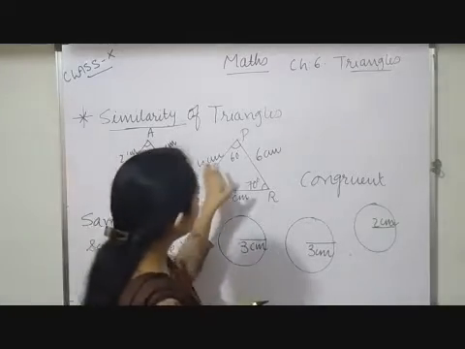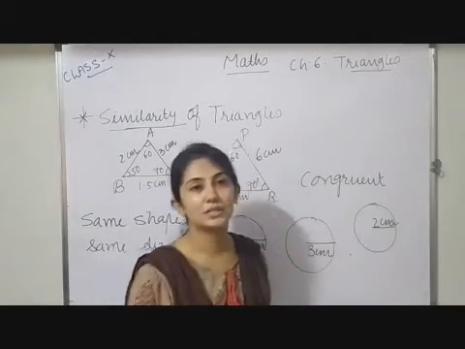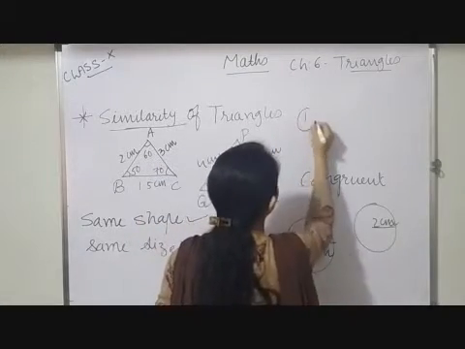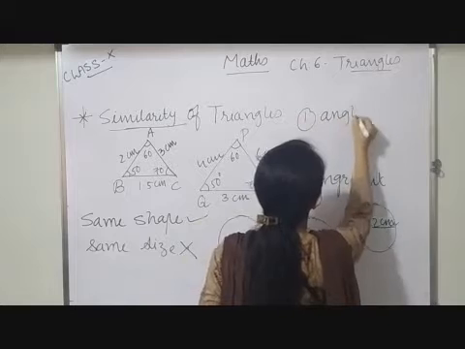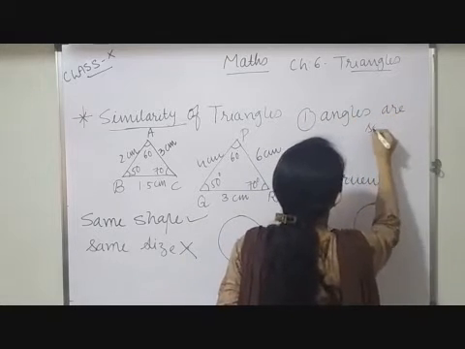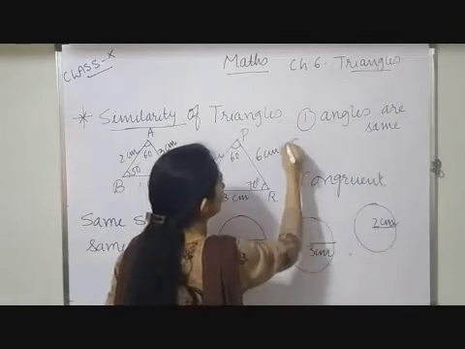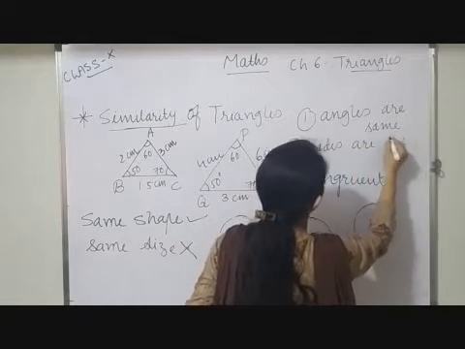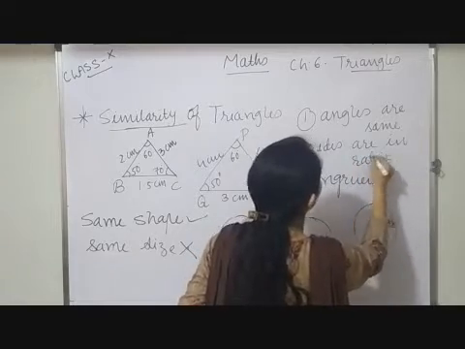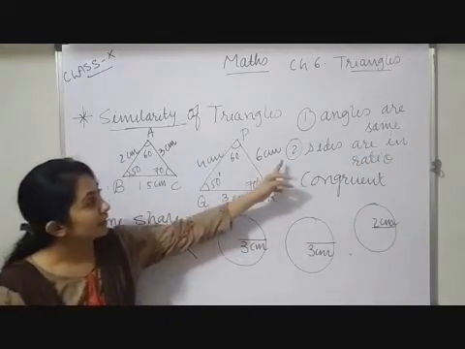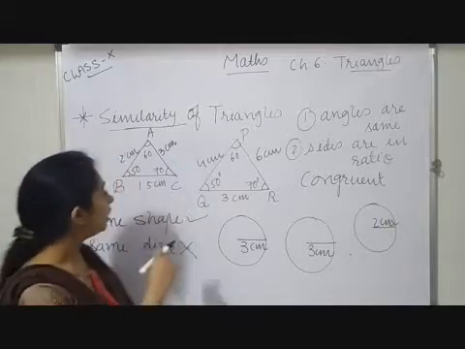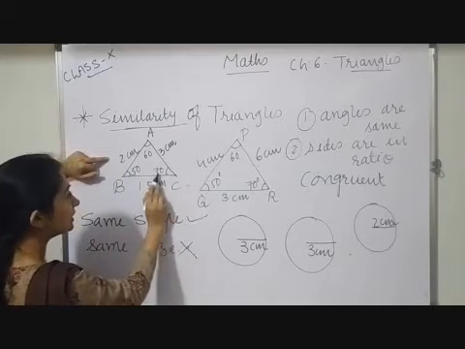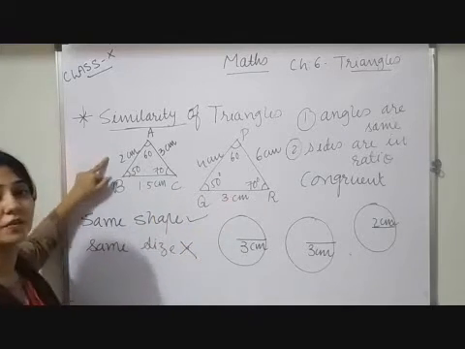Particularly for triangles, two triangles are similar if, first condition, the angles are the same, and second condition, the sides are in ratio, or you can say in proportion. Such triangles are known as similar triangles. Observe here: 60 degree, 60 degree, 50 degree, 50. This angle is 70 degree, and this one is also 70 degree.